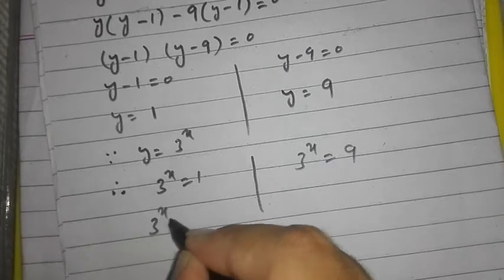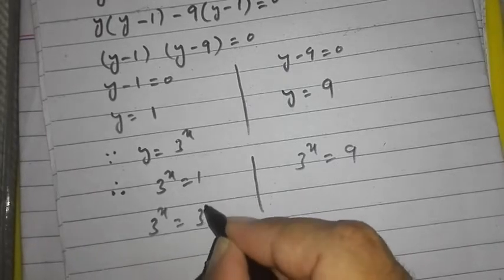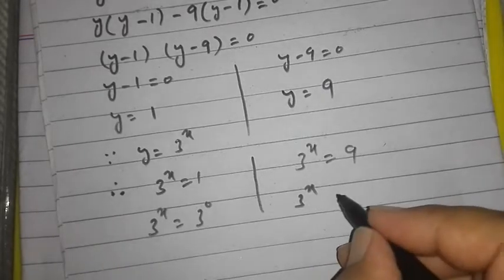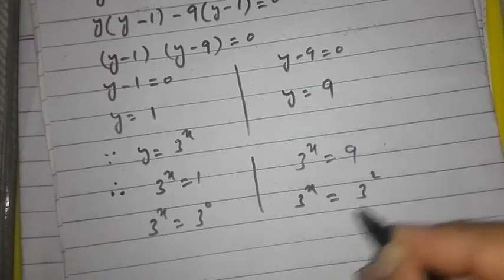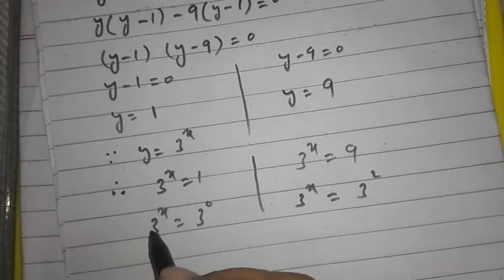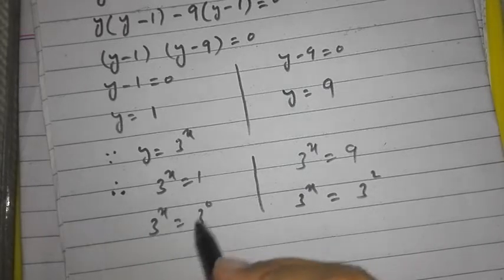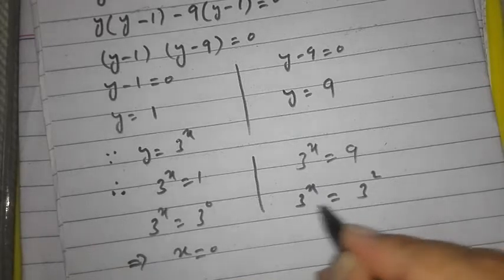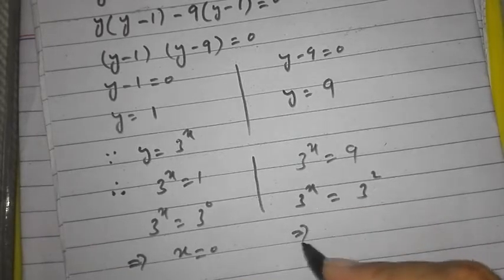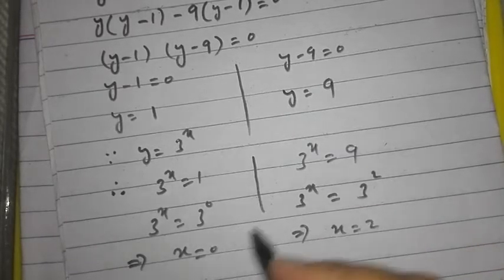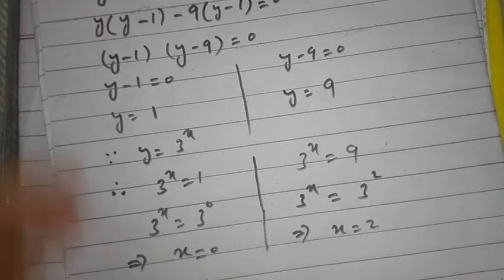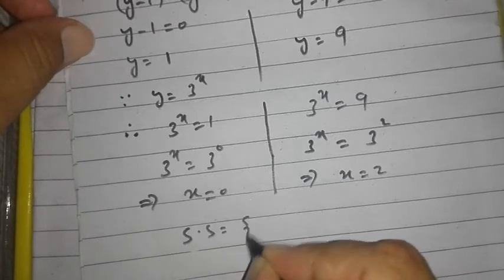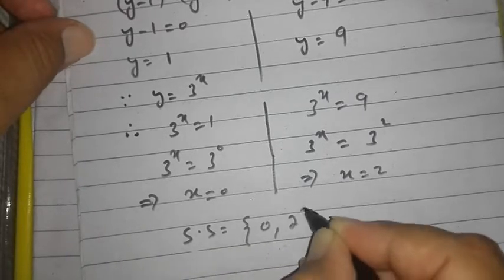Now look, this 1 can be written as 3 power 0, here 3 power x, and this 9 can be written as 3 square. Now compare, the bases are same, so the exponents will be equal. 3 and 3, the bases are same, so the exponents will be equal. The solution set is 0, 2.